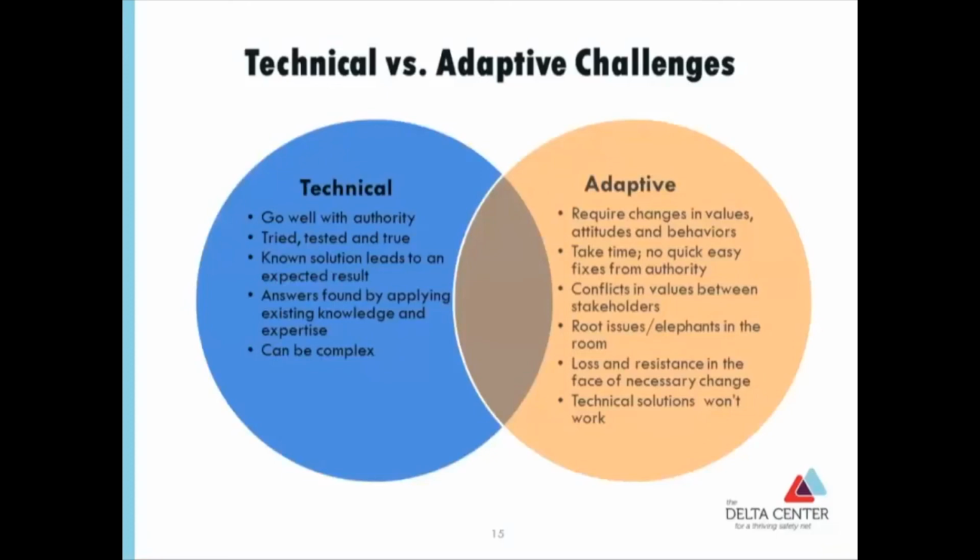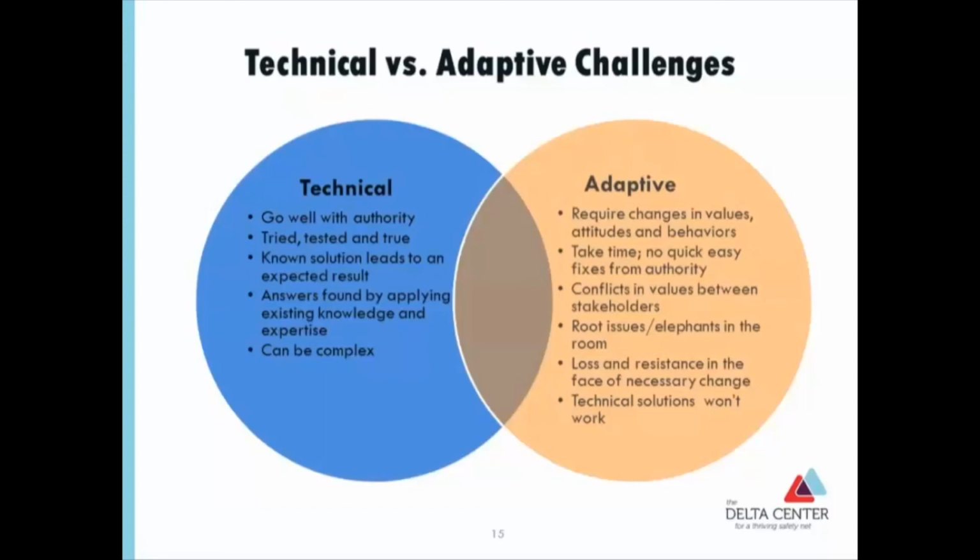Technical challenges, I would argue, and you'll notice these concepts build on each other, which is why we're trying to introduce them in this way to you today. I would argue that technical challenges go very well with authority, by nature, by connection. They also go well with the function of preserving what works. I call them the tried, tested, and true.